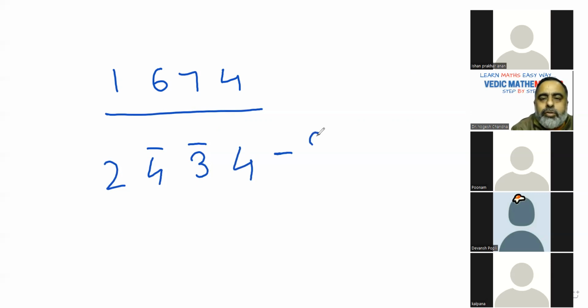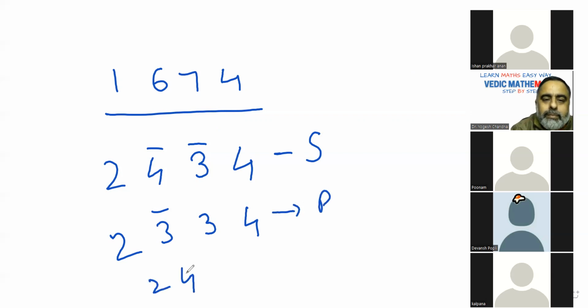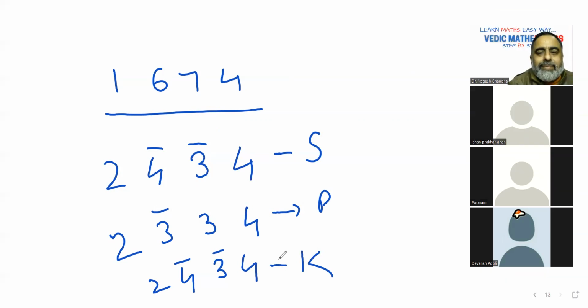Okay, this 2 is 3 bar 3, Sudhanshu, bar 4. Poonam, 2 3 2 bar 3 bar 3 4. Okay. Kalpana? Oh, sorry. 2 4 bar 3 bar 4, sir. No. It should be... change your answer, Kalpana. Yes, sir. Why? Confidence. Devansh.